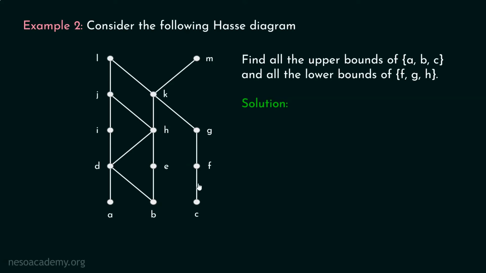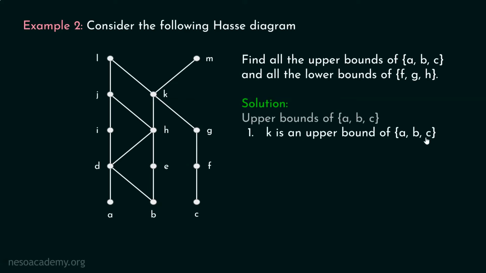We can say there is a path from C to F, F to G, G to K, K to L. When I'm saying there is a path from C to G, this means that C is related to G. As simple as that. Okay? So it is clear that K is an upper bound of this particular subset ABC, because there is a path from C to K, there is a path from B to K, and there is a path from A to K, right? This means that A is related to K, B is related to K, and C is related to K. So it is clear that K is an upper bound of ABC.